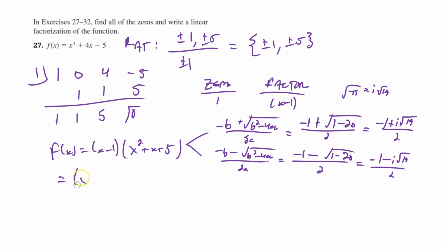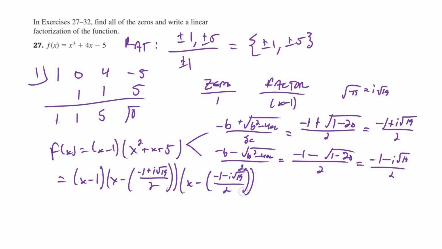So f of x is x minus 1 times x minus negative 1 plus i root 19 over 2, and x minus negative 1 minus i root 19 over 2. Now you might say that's pretty gross. I agree, but who cares, right? It's just do the math, put in your answers.